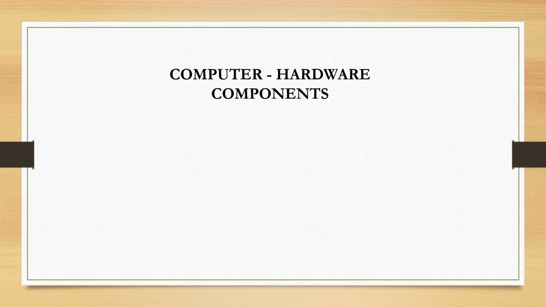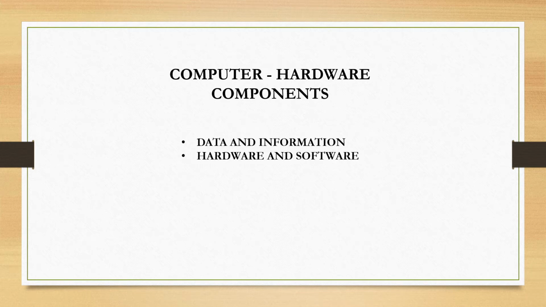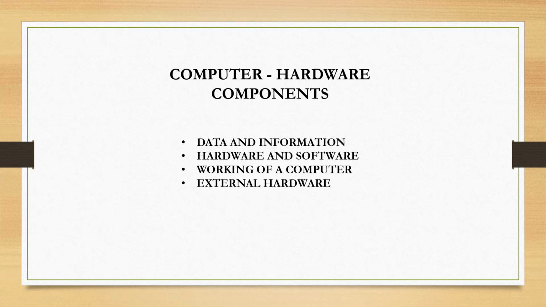The title of the chapter is Computer Hardware Components. In this chapter, we will discuss the following topics such as data and information, hardware and software, working of a computer, external hardware, storage devices, and internal hardware.